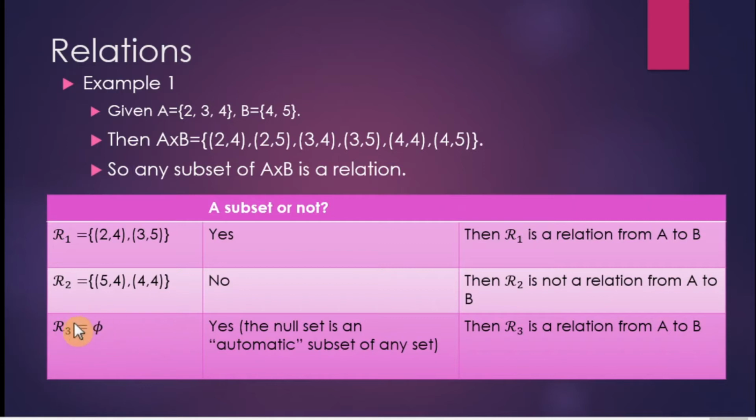This is our third set. It's the null set. Is the null set a subset of A cross B? We also mentioned in our previous video that the null set is an automatic subset of any given set. In fact, this is called the empty relation. So yes, this is a relation from A to B.